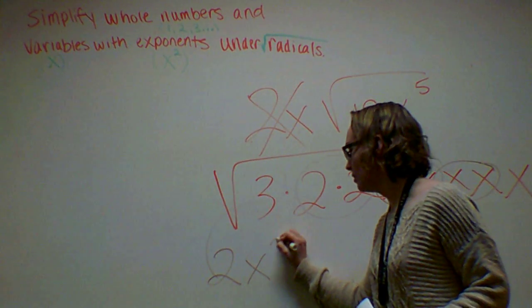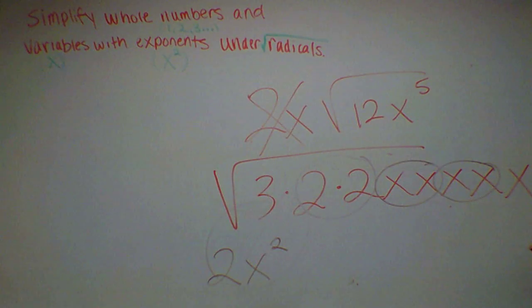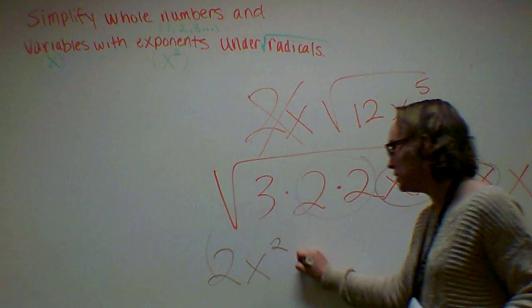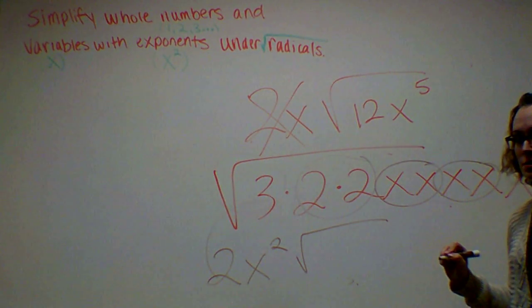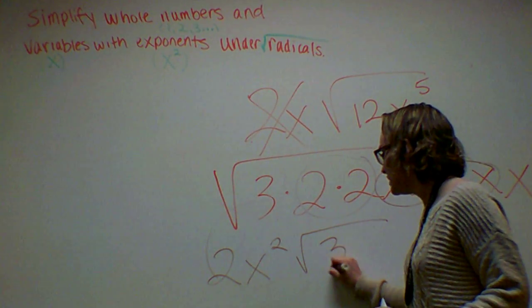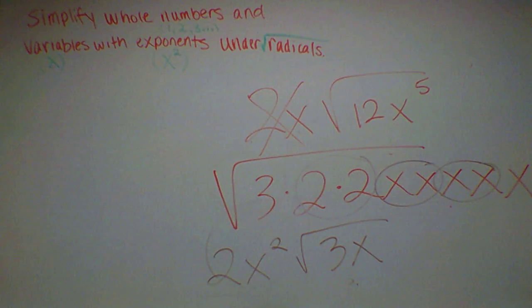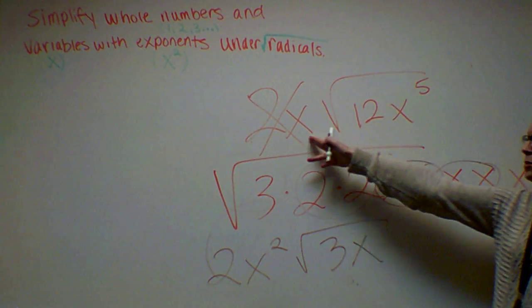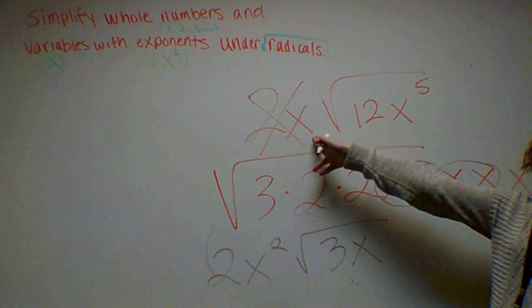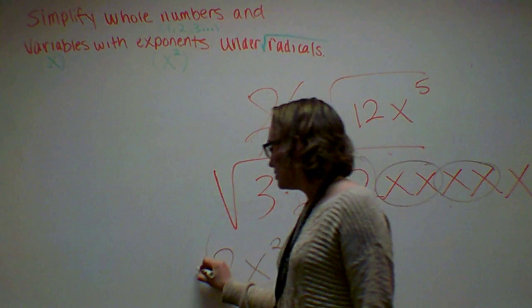What's left? What doesn't have a buddy? 3 and an x. The 3 and the x are sad and lonely underneath the radical. You can't pull them out if they don't have a pair. They just stay. But now we kind of worry about this 2x that we crossed off and forgot about. That goes out front.